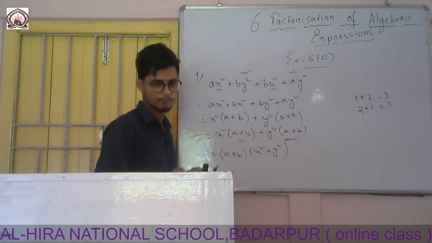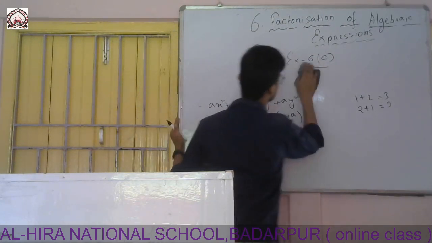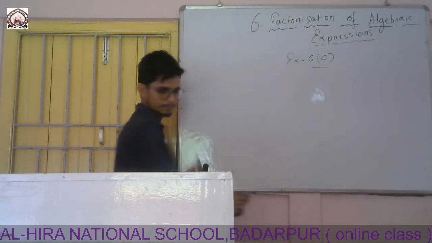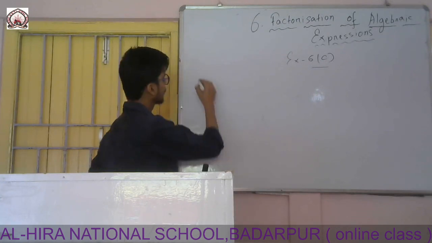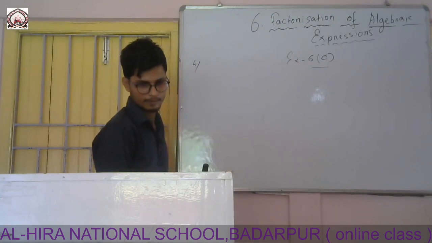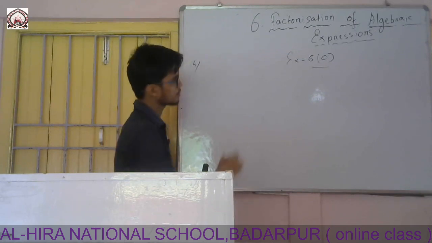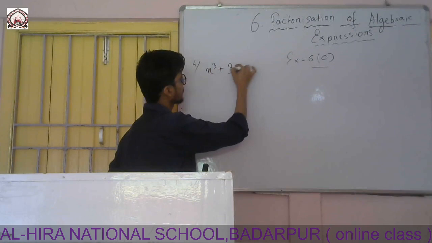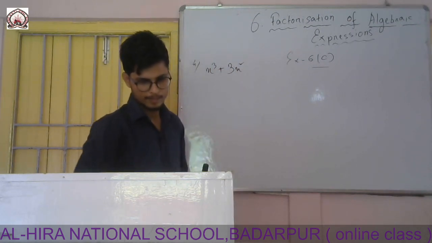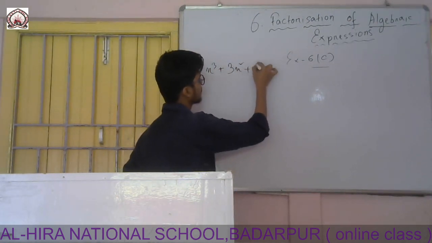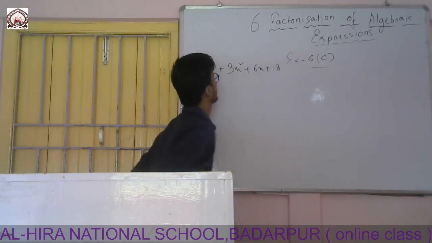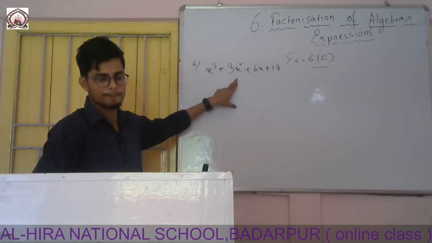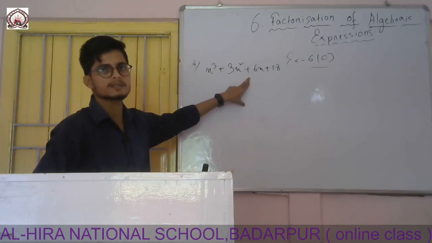So let me do question number 4. Question number 4 is x cube plus 3x square plus 6x plus 18. So the question is x cube plus 3x square plus 6x plus 18.